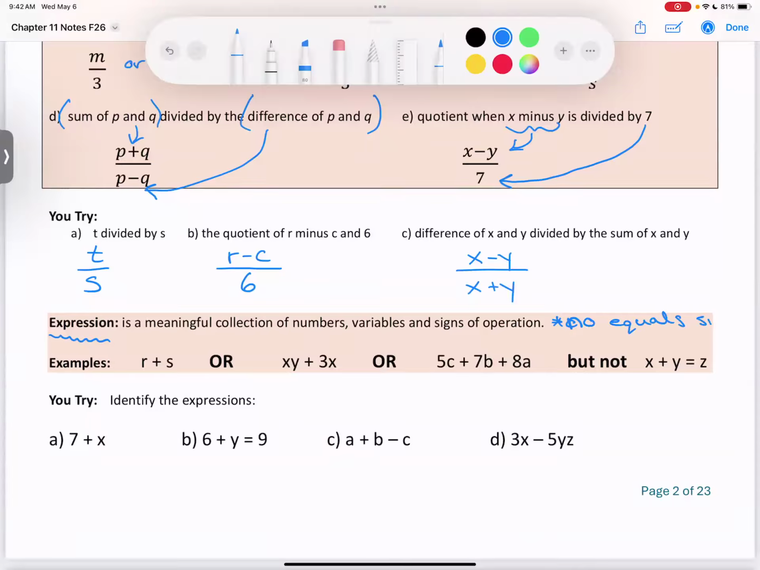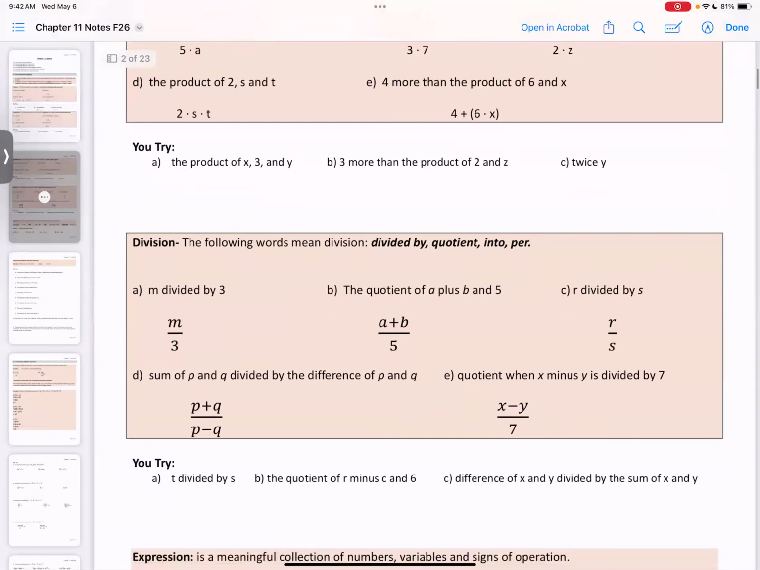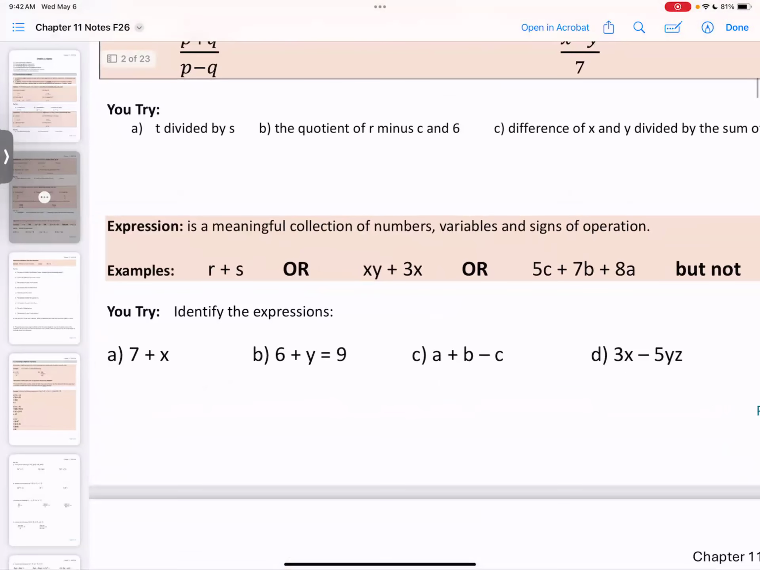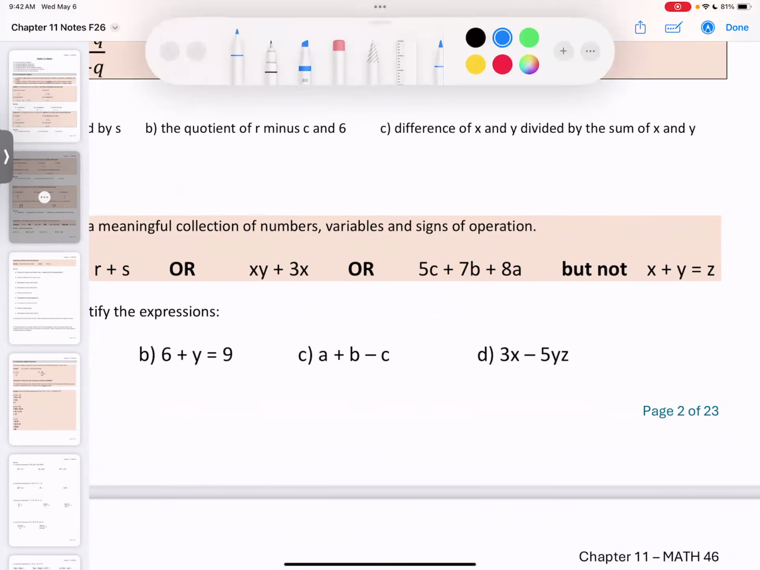So there's some examples down below, like r plus x. Let's go back there. Sorry about that. So there's some examples there, r plus x, xy plus 3x. Those make sense, and there's no equal sign. Or this next one, 5c plus 7b plus 8a. But this is not an expression, that final one, because it is an equation, which is different.